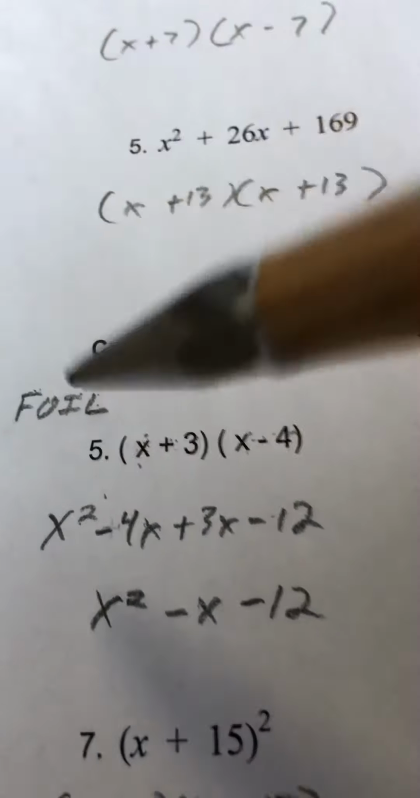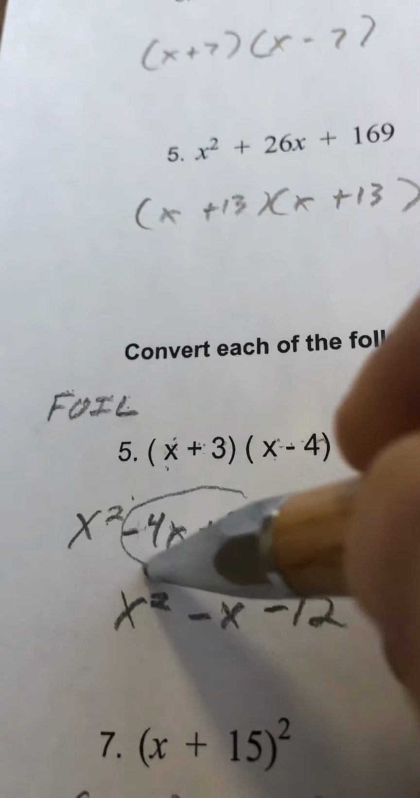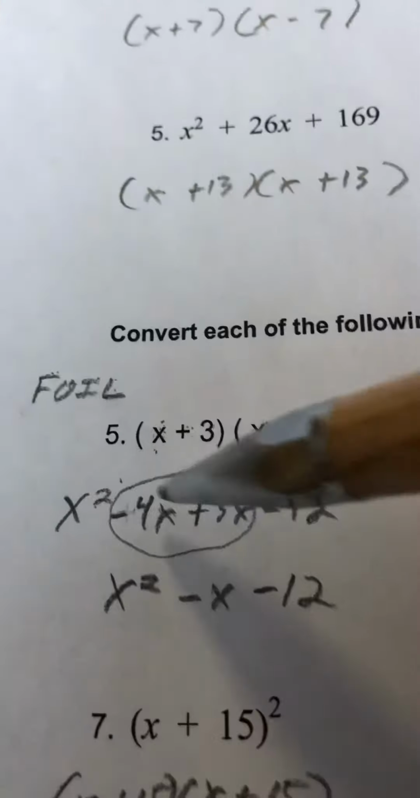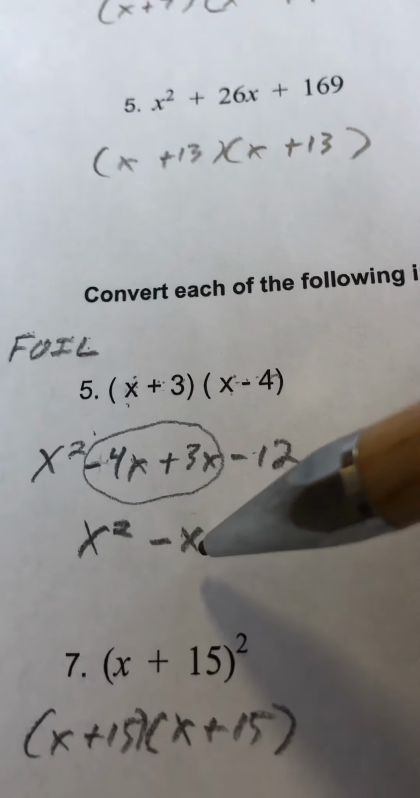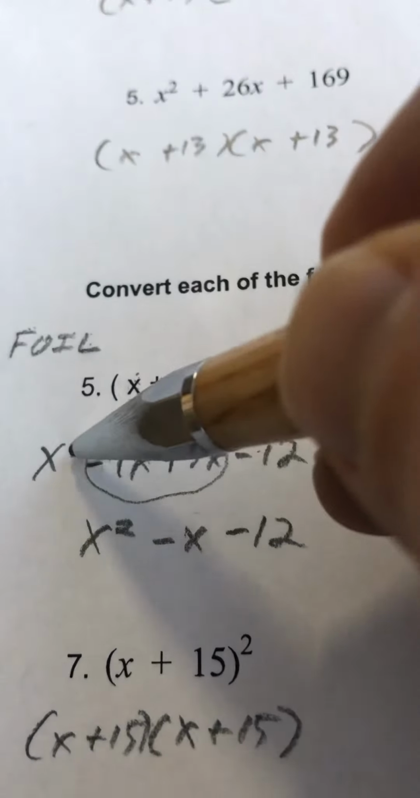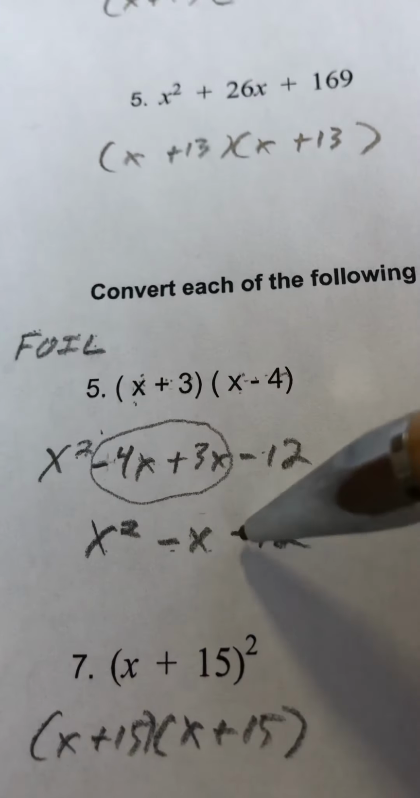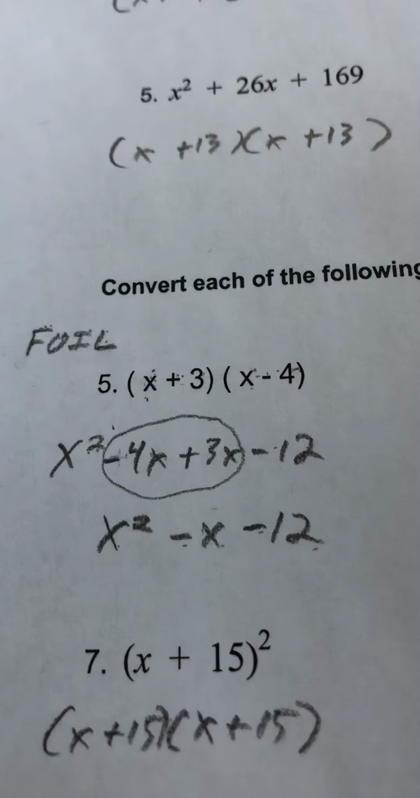And then I'm going to combine my like terms. The only like terms that I have are these two. So negative 4x plus 3x is going to give me negative x. So I'm left with x squared minus x minus 12.